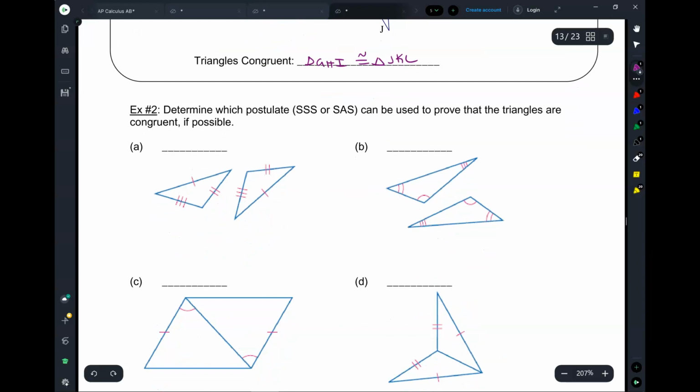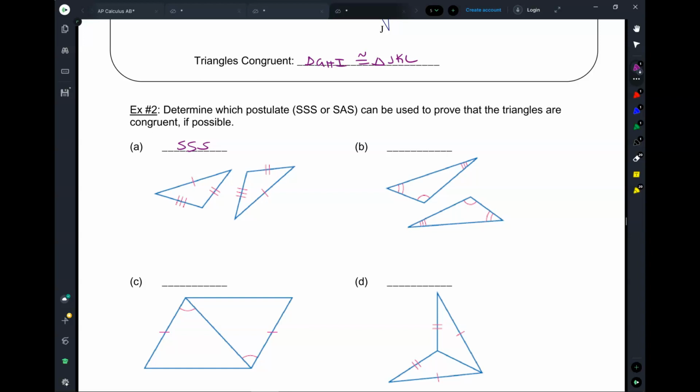So here, determine which postulate can be used to prove the triangles are congruent. I love these. So take a look. Three sides congruent to three sides, that's SSS. Okay? All right. What about here? Wouldn't that also be SAS? Are you talking about B? Okay, wait a minute.